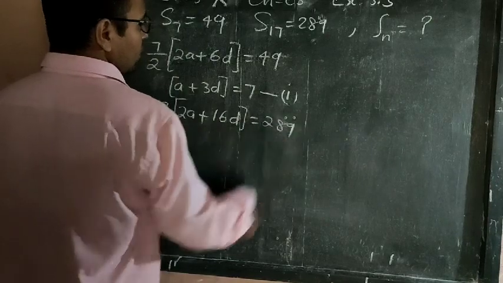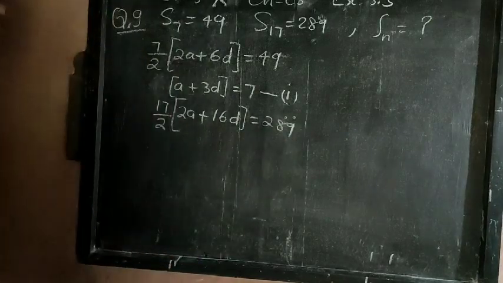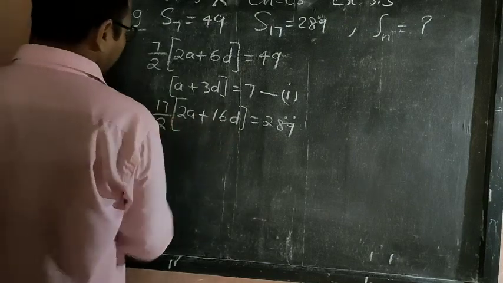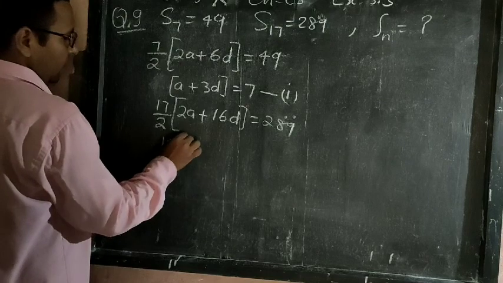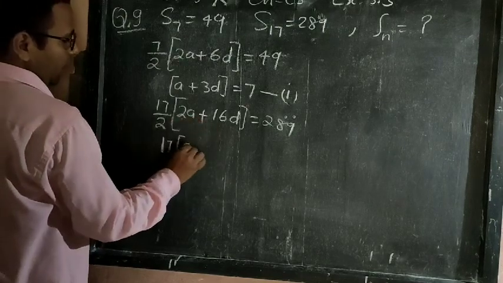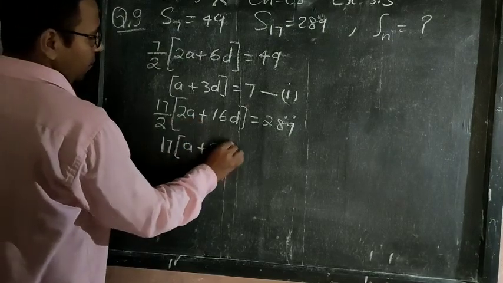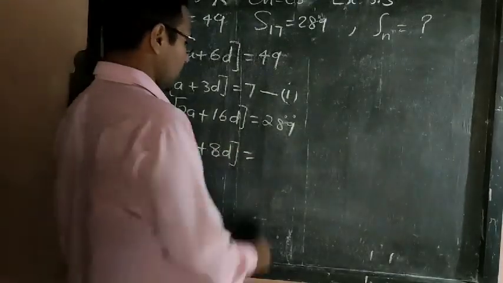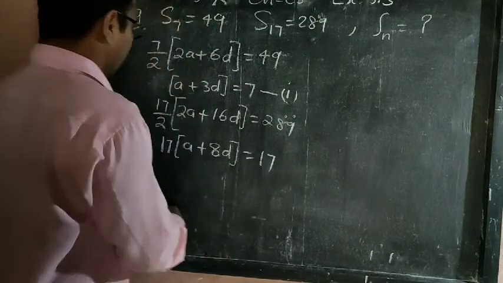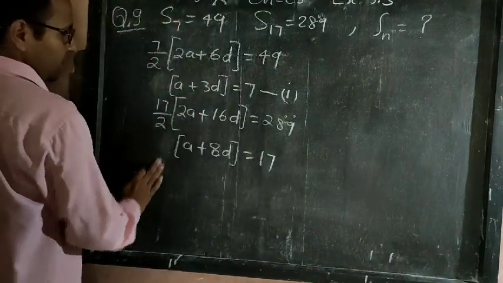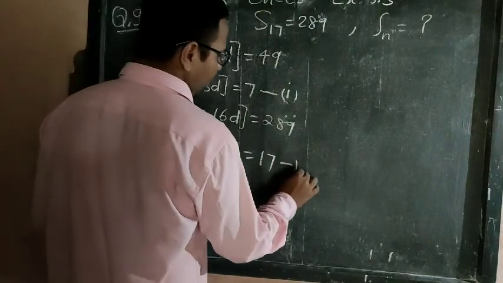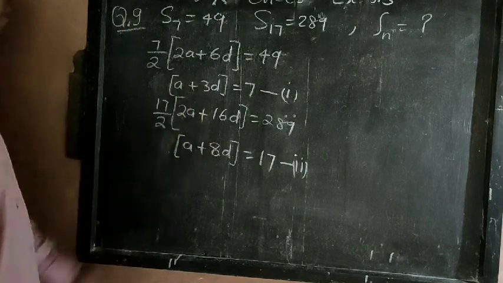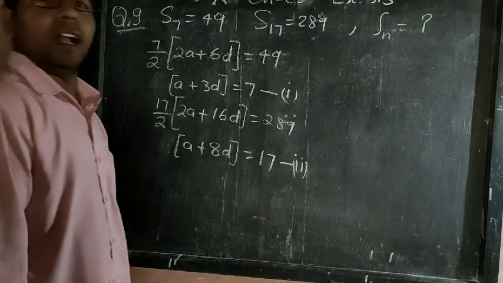289. So now students, what do we have to do here? Just take 17 common from these terms and take it outside. These 2 and these 2 can be cancelled. So 17 and how much will you get here? a plus 8d is equal to this 17. It will go in the division. So how much will you get here? 17 only. And this 17, as we have done in the division, so we get this one as equation number second. So now by solving equation number first and second, we can calculate the value of a and d.